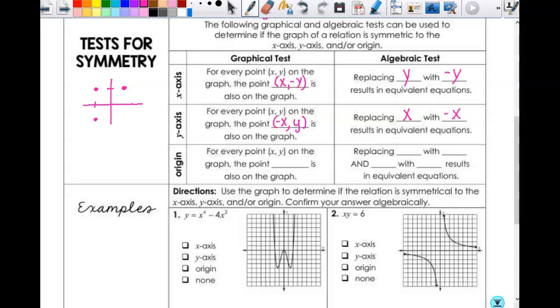Then origin symmetry, and this is a rotational symmetry. Well, when you reflect in intersecting lines, that's also the same as doing a rotation. So if I think about this point and I reflect it in the y-axis, then I reflect it in the x-axis, it's the same as rotating it.